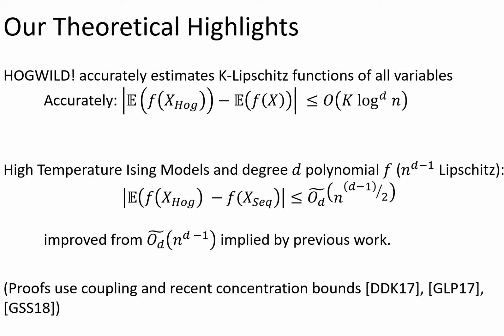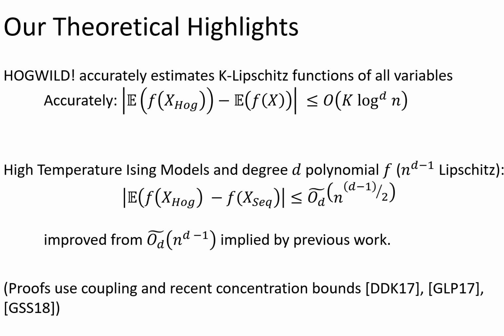We proved two main theorems. 1. For any graphical model satisfying de Bruijn's condition, we show that HOGWILD can be used to accurately estimate the mean of any Lipschitz function to an additive polylogarithmic accuracy. 2. In the specific case of high-temperature Ising models, we show that HOGWILD can be used to accurately estimate degree d polynomials to an accuracy of n to the (d-1)/2. This is quadratically better than the n to the d-1 bound that we can obtain just based on the Lipschitz result.